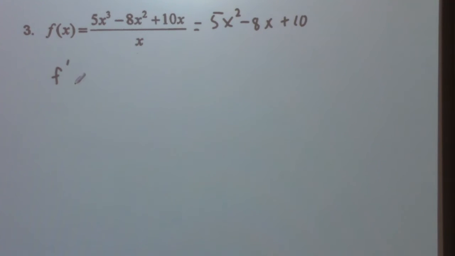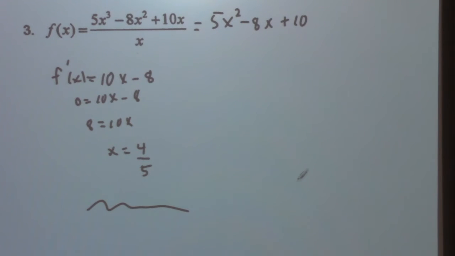And then if we work from here, we get 10x minus 8. So if we set this equal to 0, we have 8 equals 10x. So x is going to equal 8 divided by 10, or 4/5. And then we look and see, does that conflict at all with the function not being defined at x equals 0? No. And so that's going to be good, okay?